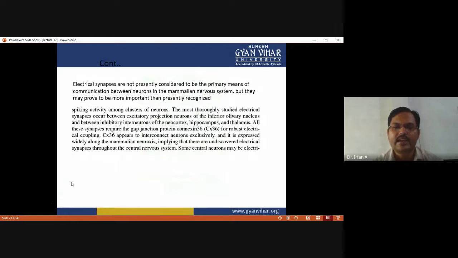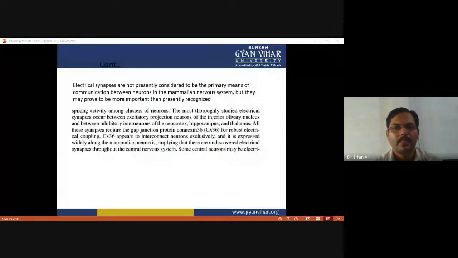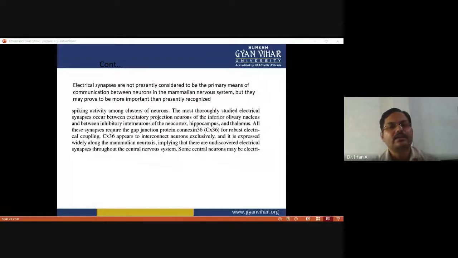So the electrical synapses are not presently considered to be the primary means of communication between neurons in the mammalian nervous system, but they may prove to be more important than presently recognized, in spiking activity among clusters of neurons.